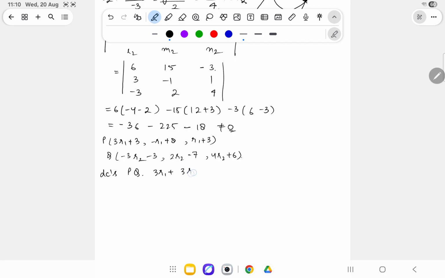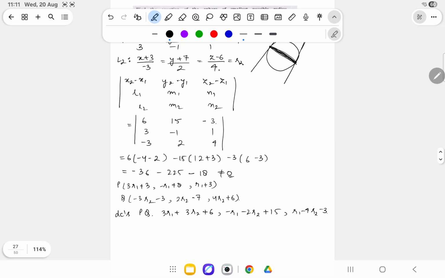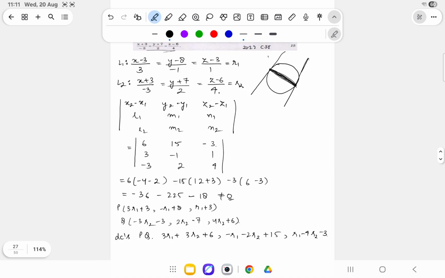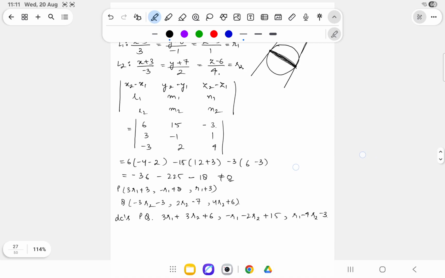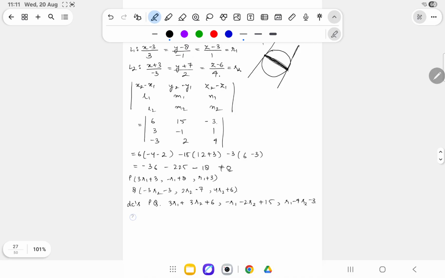So if I can get the direction ratios of PQ, the direction ratios of PQ will be 3R1 plus 3R2 plus 6, minus R1 minus 2R2 plus 15, R1 minus 4R2 minus 3. So any line with direction ratios proportional to PQ will be perpendicular to lines L1 and L2. So using that result, we'll get 3 into (3R1 plus 3R2 plus 6) minus (R1 minus 2R2 plus 15) plus (R1 minus 4R2 minus 3) equals 0.